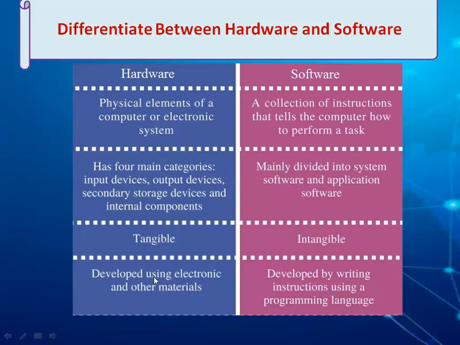Hardware is developed using electronic and other material, and software is developed by writing instructions using a programming language, because software is a set of instructions for the computer hardware. We have different types of programming languages: high level and low level languages. With the help of high level languages, we can write a set of instructions. These sets of instructions are called a program, and those programs are called software.